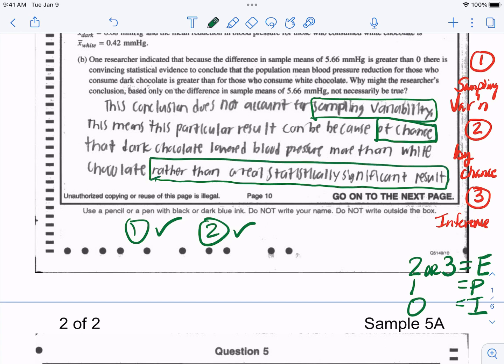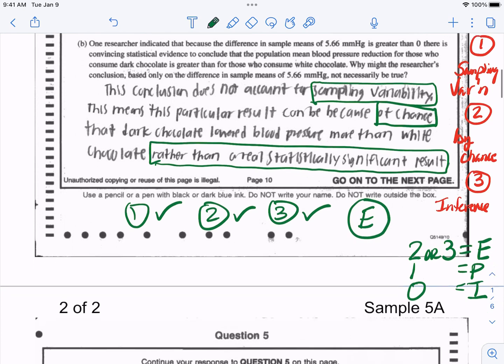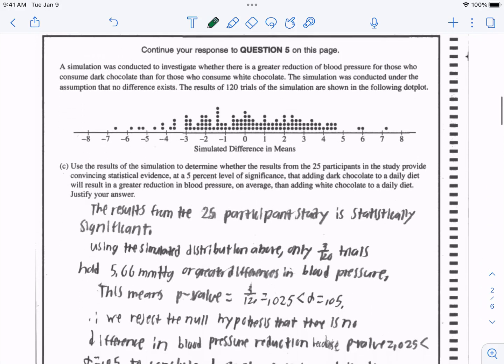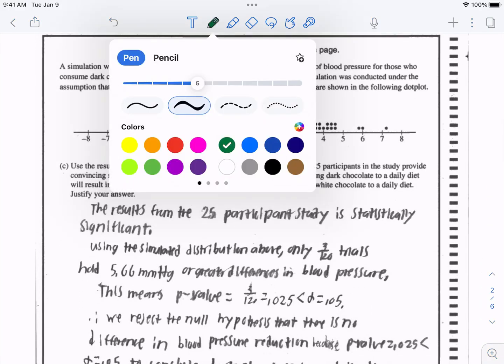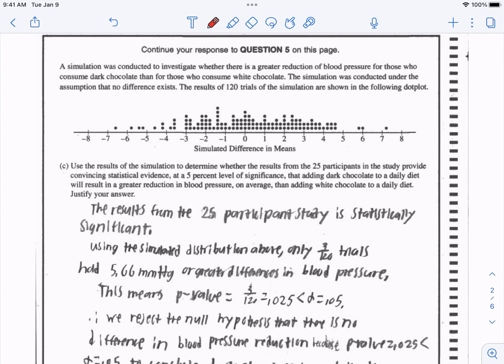So even though they've already got the credit for an E, they did actually have the inference suggestion that there needs to be a statistically significant result to be sure that the difference is real. So whether you score that as a 2 or 3, it doesn't really matter. They got enough to earn an essentially correct for part B. And now if we go to part C, a simulation was done. 120 trials were done, and these were all simulated differences.